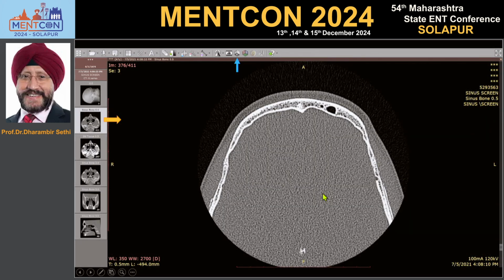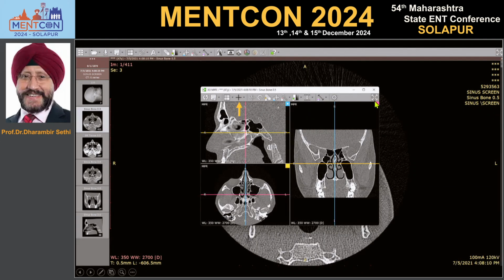So I usually use the DICOM viewers. What you do is, you see this is the source data, 411 slides here, and we'll download it onto the DICOM viewer and start the MPR, which is the multiplanar or triplanar anatomy. And this window will pop up, and then you maximize it, and then you go on.